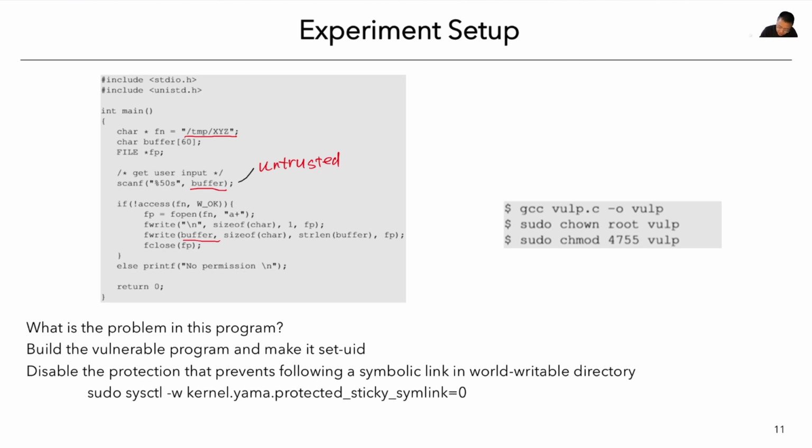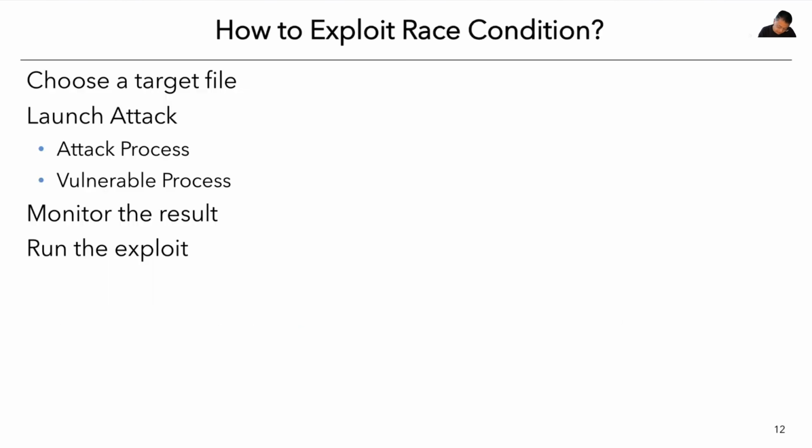We can build this program with GCC. Then we make it a setUID program, right? So we change the owner to root. Okay, so we're going to talk about this sticky symbolic link protection later. But for now, let's just disable this sticky symbolic link.